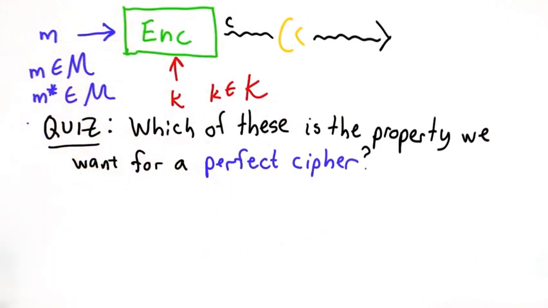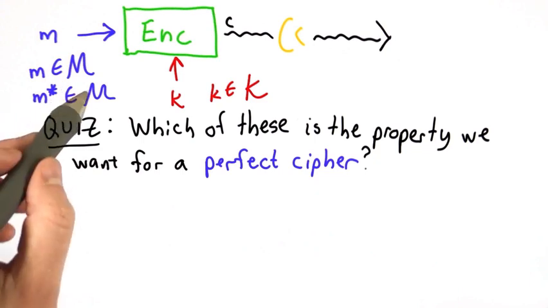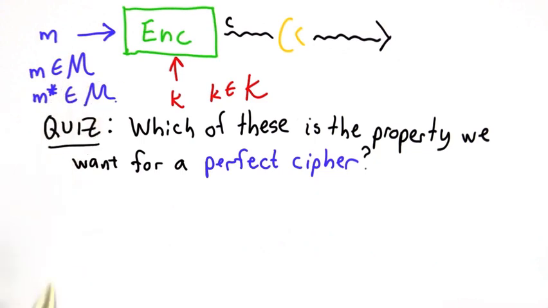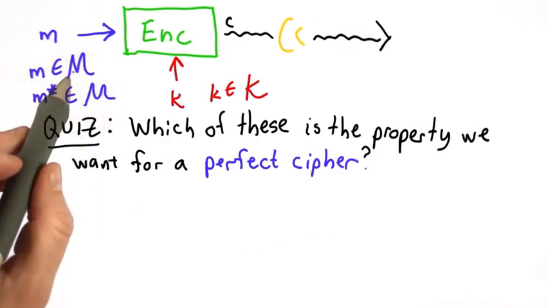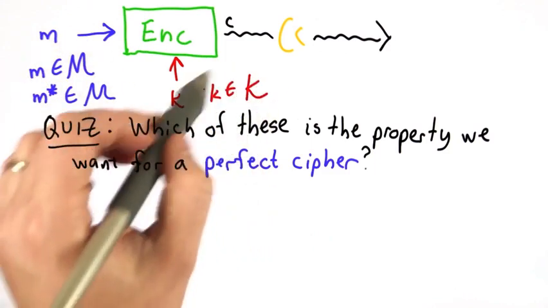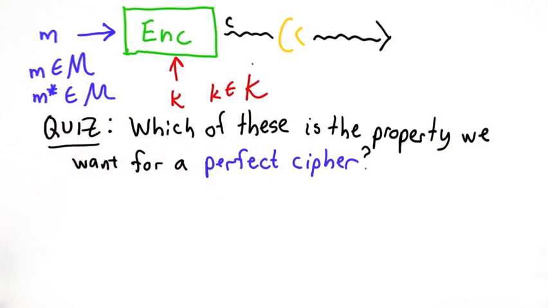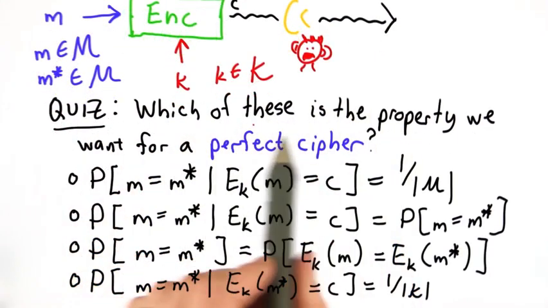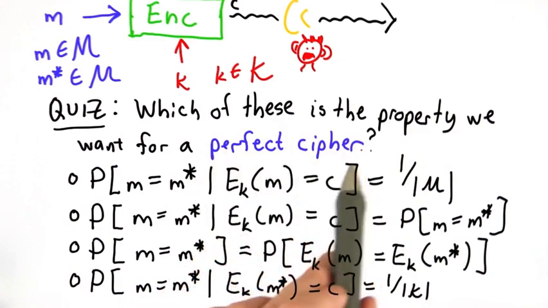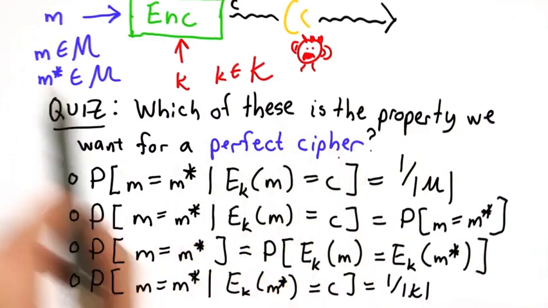I'm going to introduce some notation. Our message is selected from the set of all possible messages. We have some other message we'll call M star, also selected from M. We don't know if M is equal to M star. Both of these we could think of as being drawn from the set of messages. And we have some key drawn from the set of possible keys. For this quiz, your goal is to understand how we can formally define what a perfect cipher is. And this is the scenario.